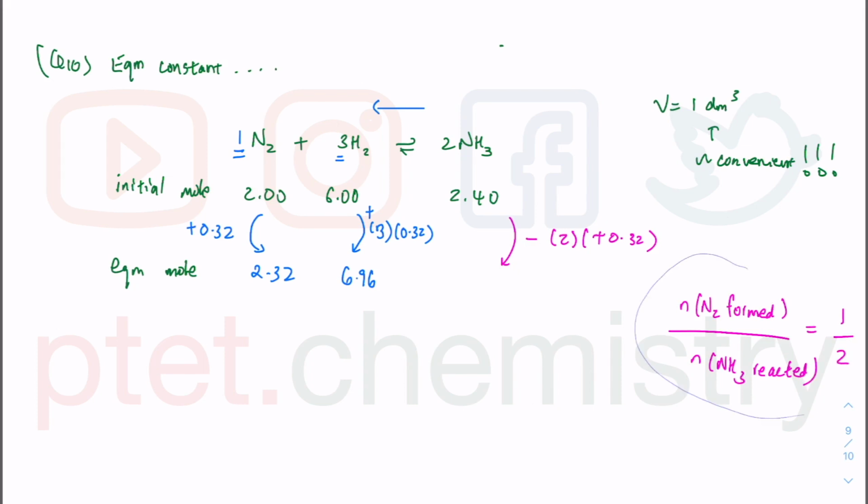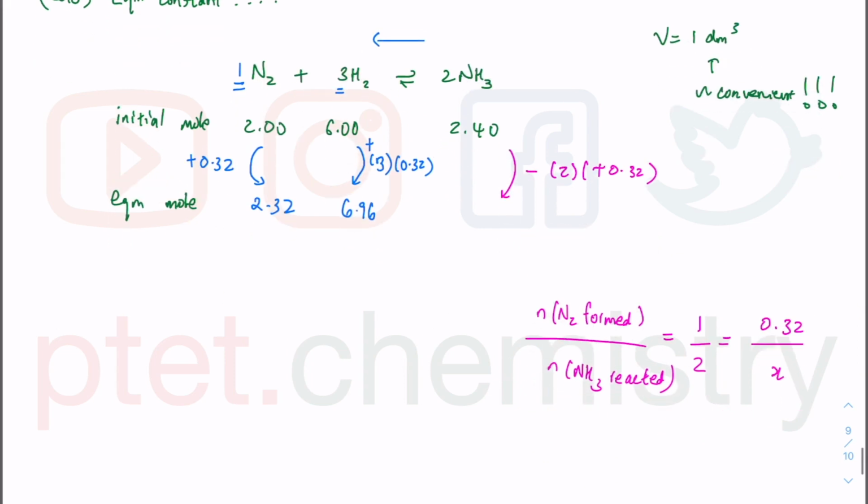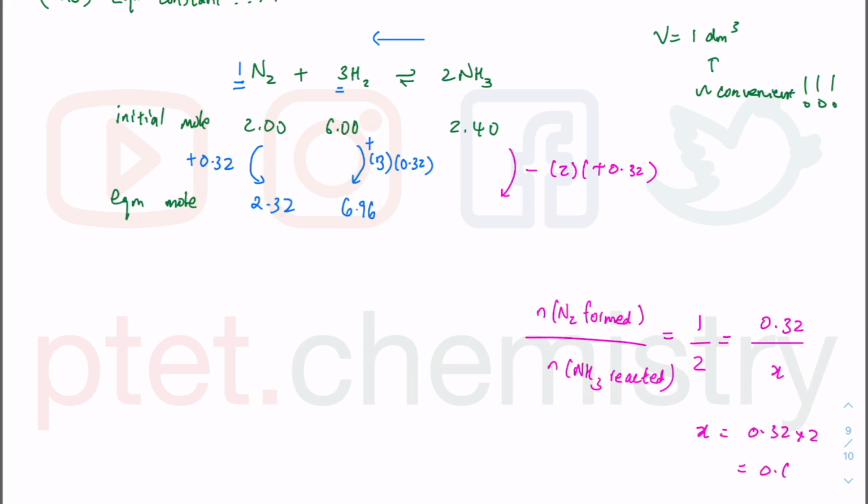So this is my usual mole calculation kind of working. That is the mole ratio. Now I have formed 0.32 mole of N2. So how many mole of NH3 did I react? X is going to be 0.32 times 2, which is 0.64. And that is what I'm taking away. Taking away 0.64, I'm left with 1.76, because that much has gone backward to allow me slightly more of that N2. Anyway, so now I have the equilibrium mole.